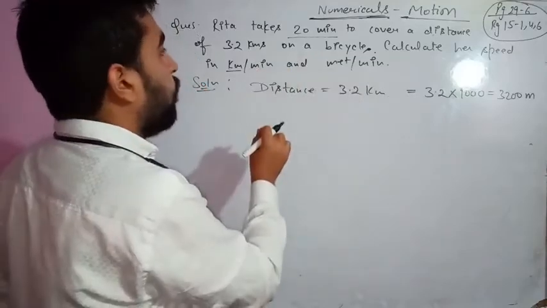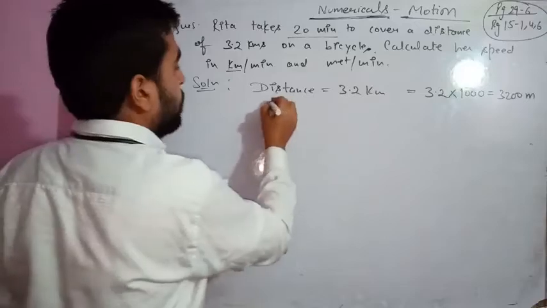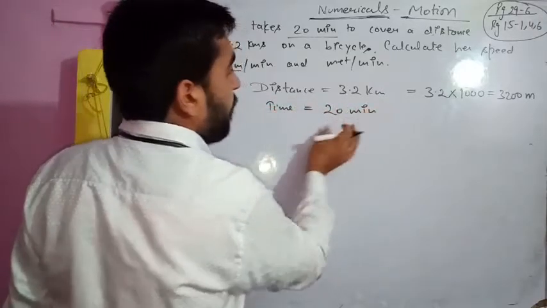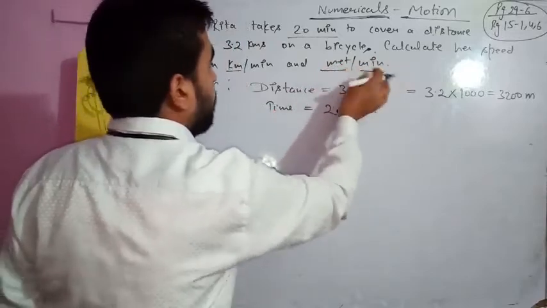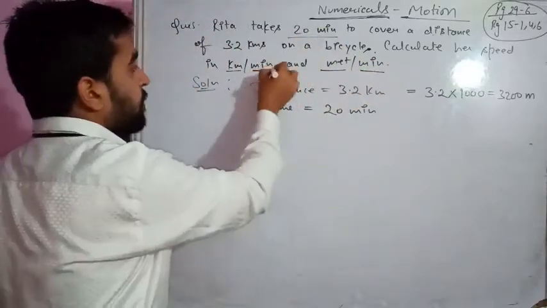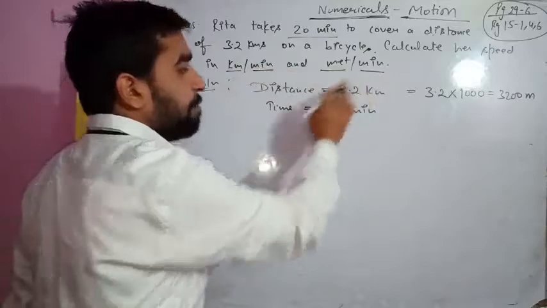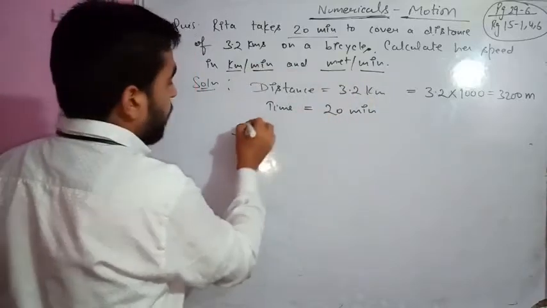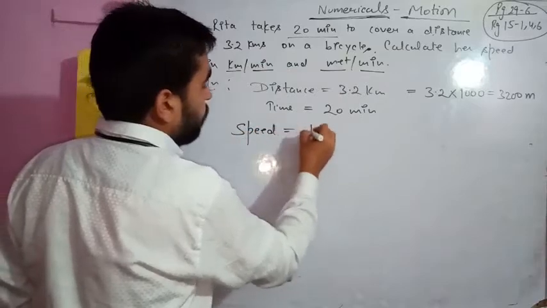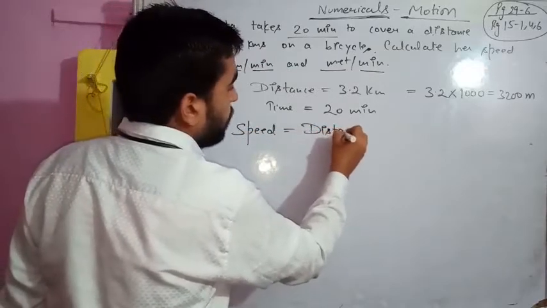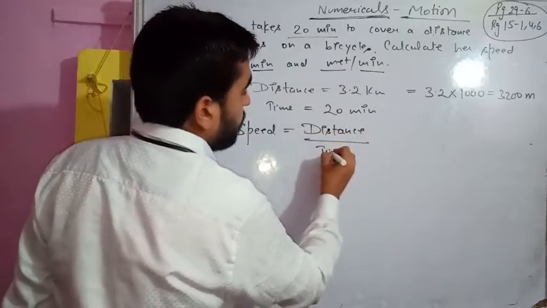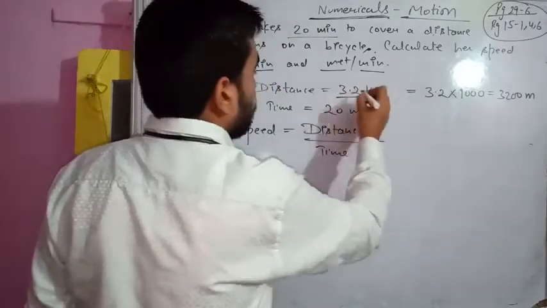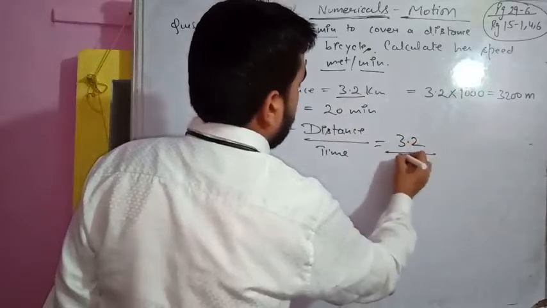And now, what is the time given to us? Time is given 20 minutes. Time is required in minute only, as you can see the answer which is asked is in kilometer per minute or meter per minute. So time we don't need to change. Now students, let us apply the formula. Speed is equal to distance upon time. So that's a very simple numerical. Let us substitute distance 3.2 upon time 20.